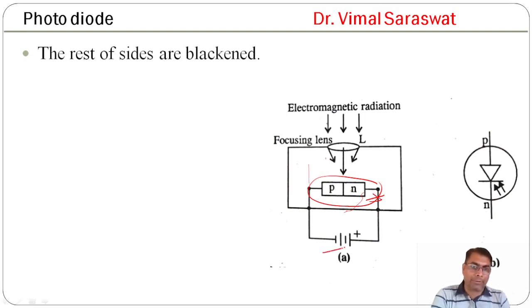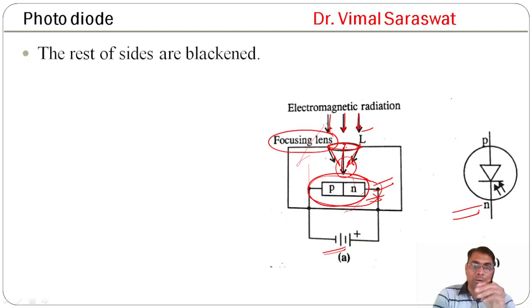It is connected in reverse bias. Here we have a convex lens or focusing lens. Now electromagnetic radiation of suitable frequency, and this frequency lies in the visible region. It means the visible light falls on this lens, and this lens focuses the whole light, and this focused light falls on this p-n junction diode, and we get current. This is the circuit symbol of photodiode.